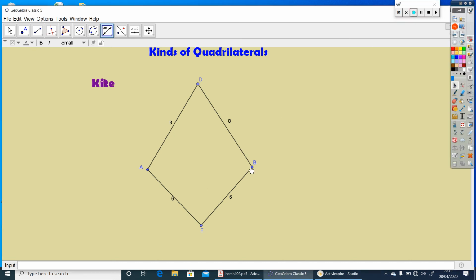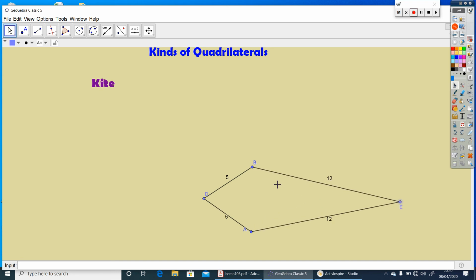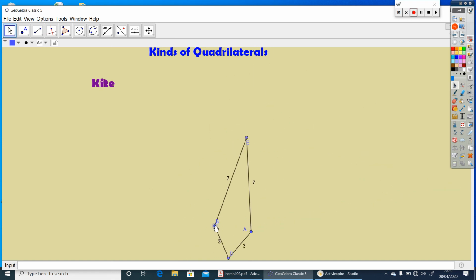So these are all the different forms of kite. A kite can be in this way also. That means the only condition is that distinct pairs of consecutive sides should be equal. So these are all forms of kites.